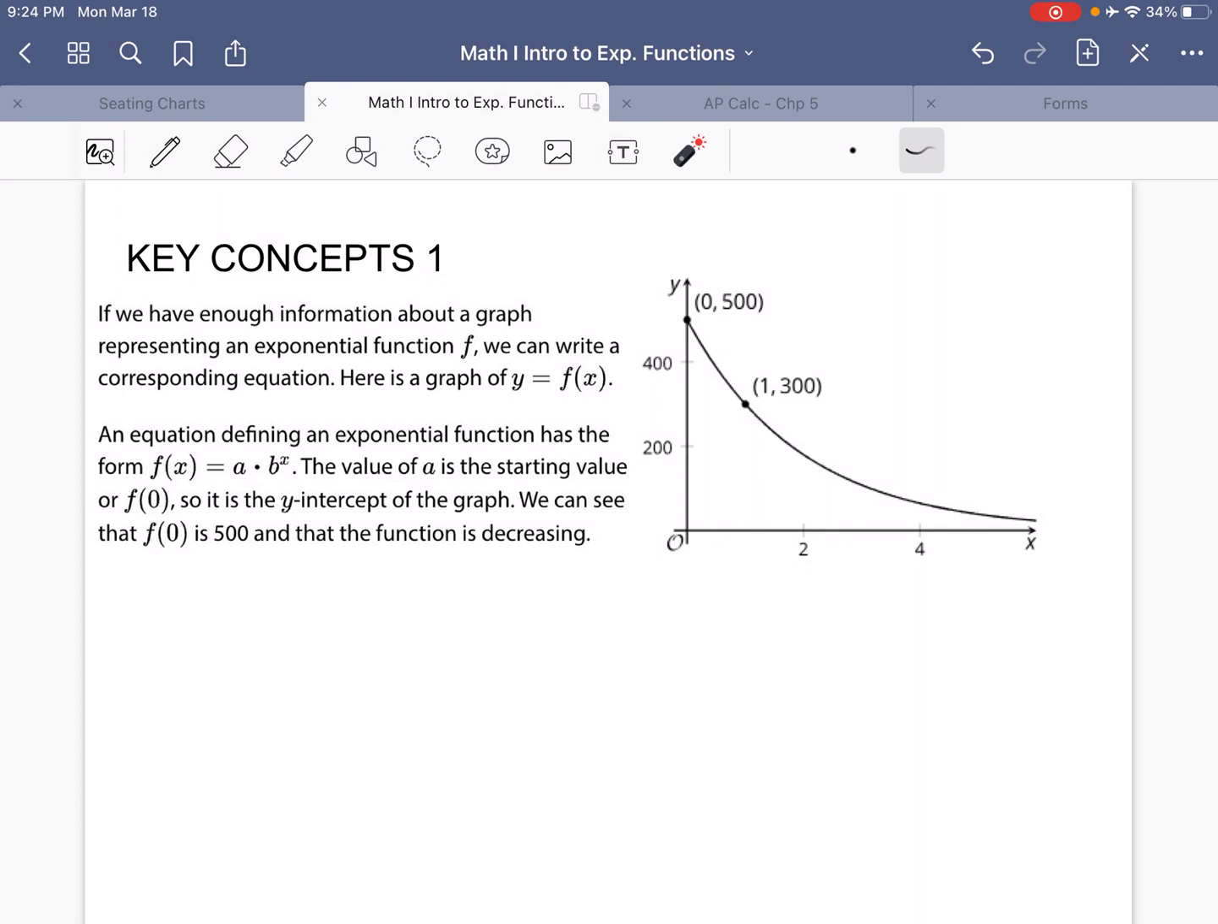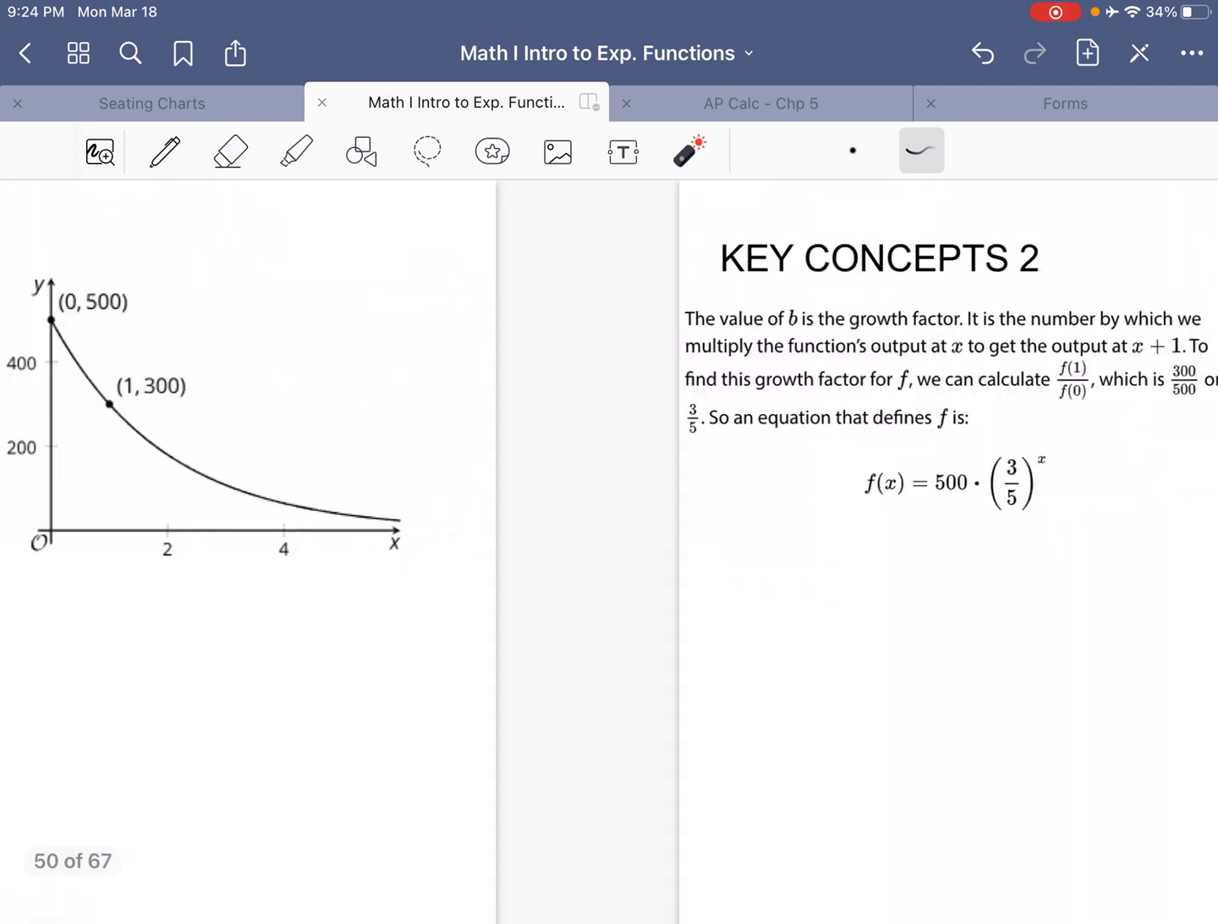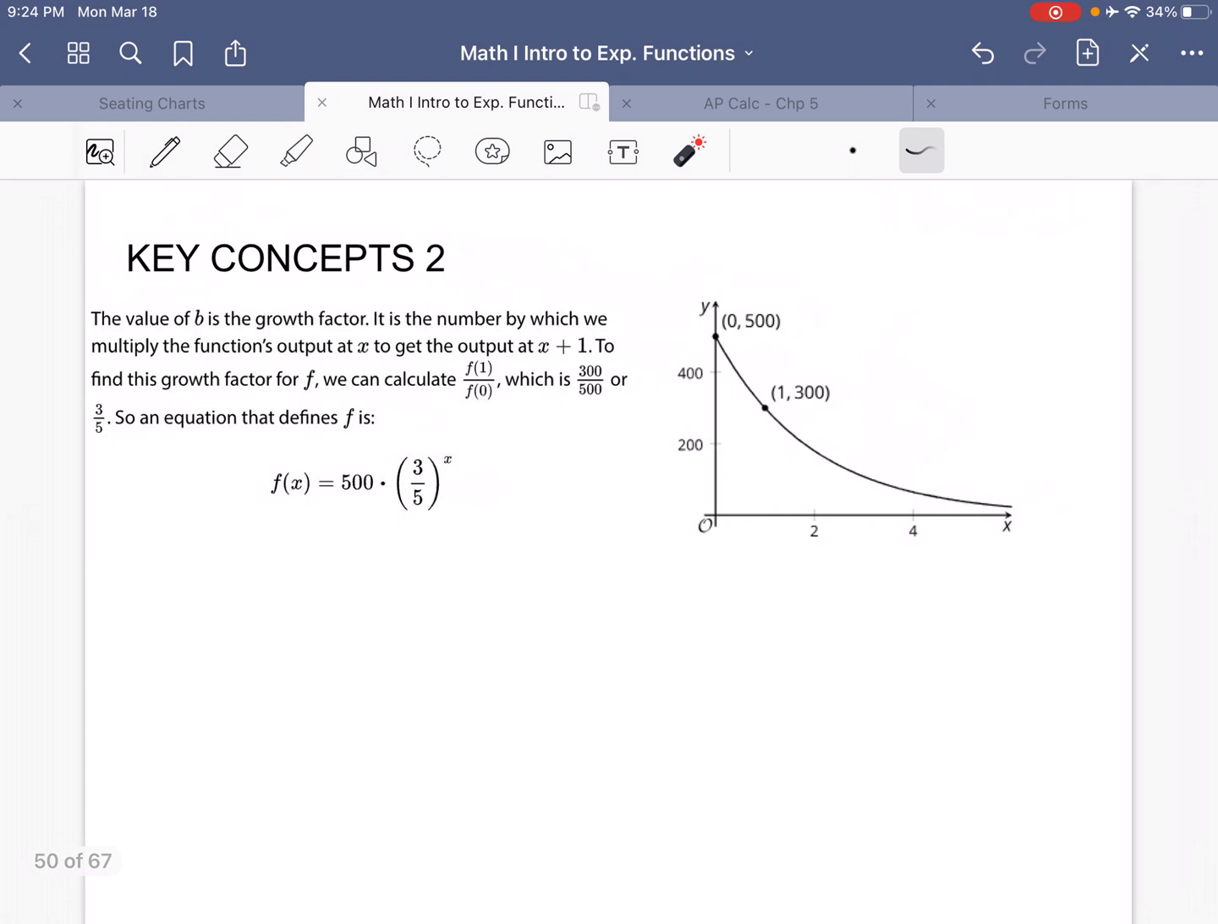starting value. So the value of a is the starting value, or f of 0 is our starting value, the y-intercept. And we can see that f of 0 is 500 and the function is decreasing, so it's going to have a decay rate. Now, the value of b is the growth decay factor. They call them all growth factors for some reason. I'm not sure why. I don't like it. But it's a decay factor.